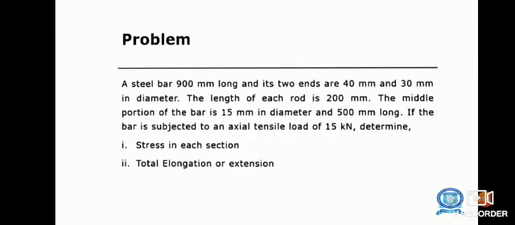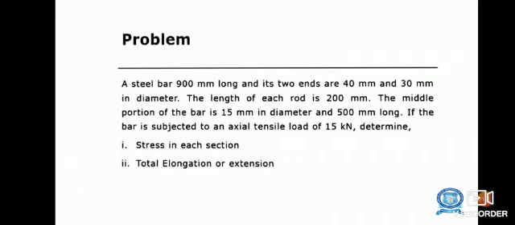So, a problem based on varying cross sections. A steel bar 900 mm long, and its two ends are 40 mm and 30 mm in diameter. The length of each end rod is 200 mm. The middle portion of the bar is 15 mm in diameter and 500 mm long. If the bar is subjected to an axial tensile load of 15 kN, determine the stress in each section and the total elongation or extension.